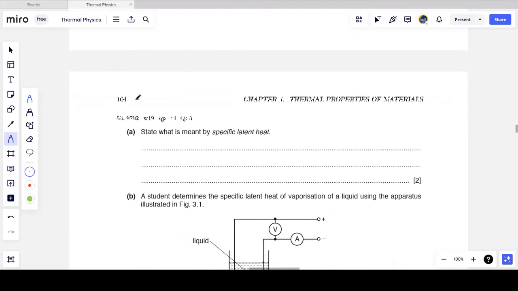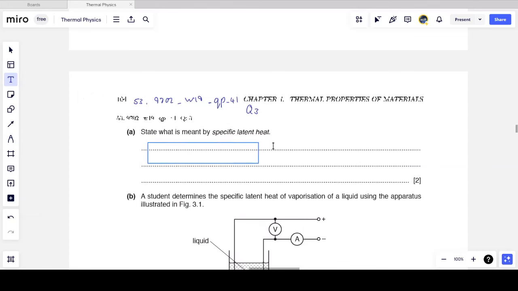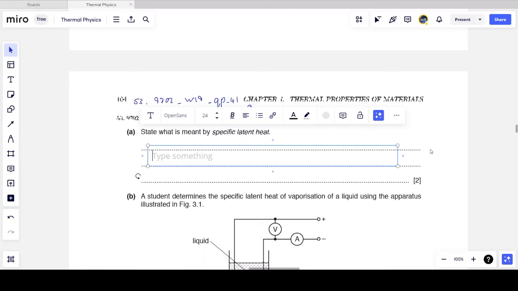The next question is question 53, and this comes from the winter 2019 exam. This is question paper 4, variant 1, and this is question 3 from that paper. And the first thing they say is, state what is meant by specific latent heat. So this again is something that you can do in your sleep.